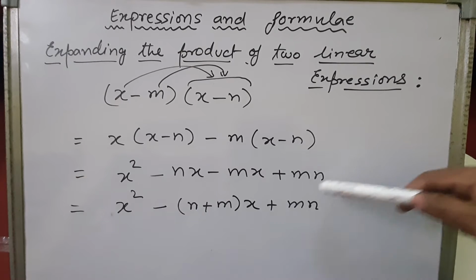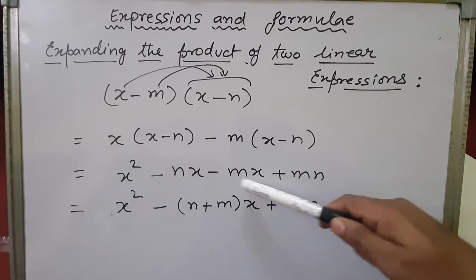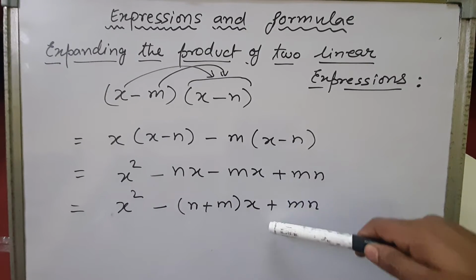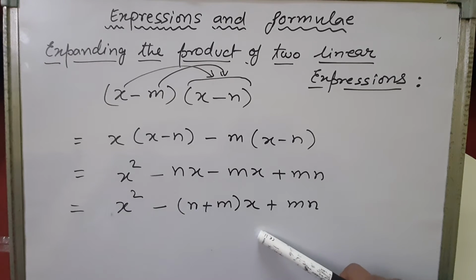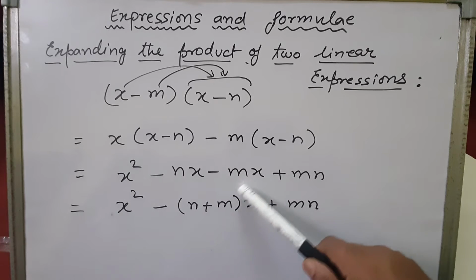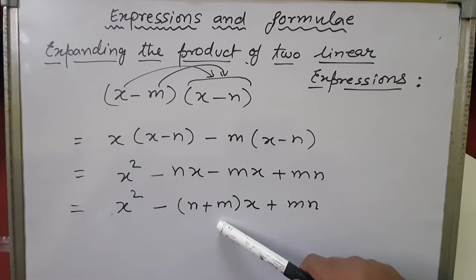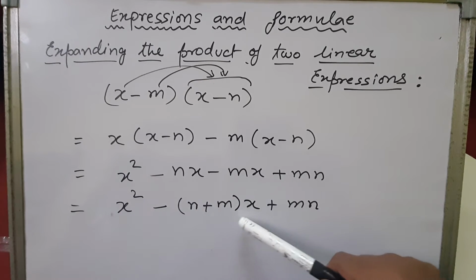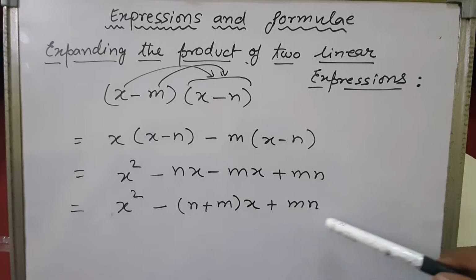Now we can see that x is common in the second and third term. So when we take x common from the second and third term, what will we get? The final product is x square minus, we have taken minus also common from both the terms, minus bracket n plus m bracket close into x plus mn. All right. So this will be the result of the product of the two linear expressions. Note down, please.